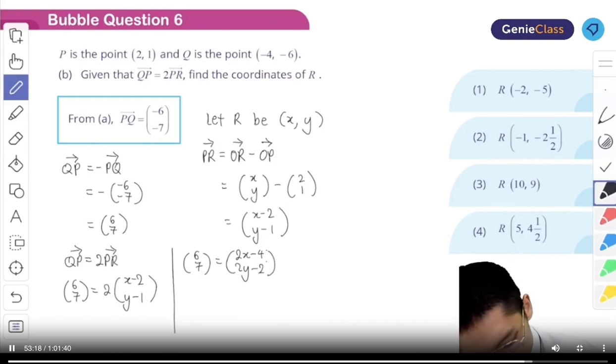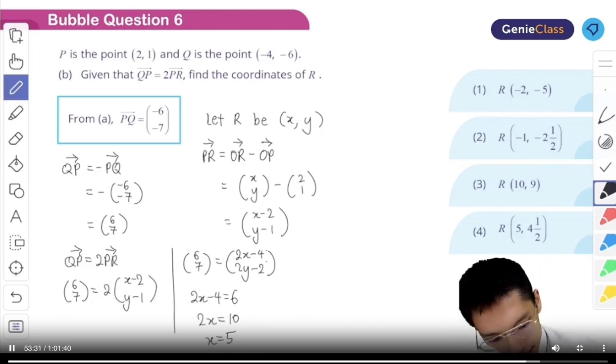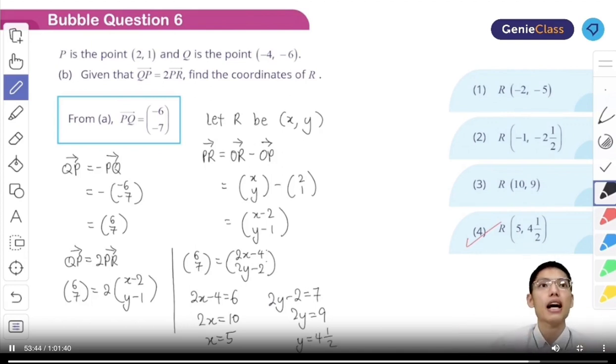In fact, this is just none other than 2x minus 4 equals to 6. 2x is equals to 10. X is equals to 5. Yes, and if you realize you have to solve this, you know that this is my answer already. But let's double check for y. 2y minus 2 is equals to 7. 2y is equals to 9. Y is equals to 4.5. That's why 4 is the answer.